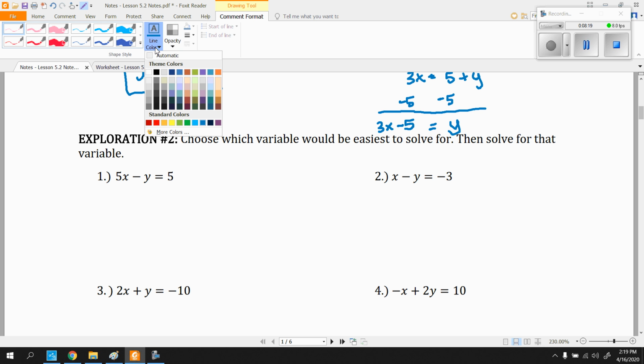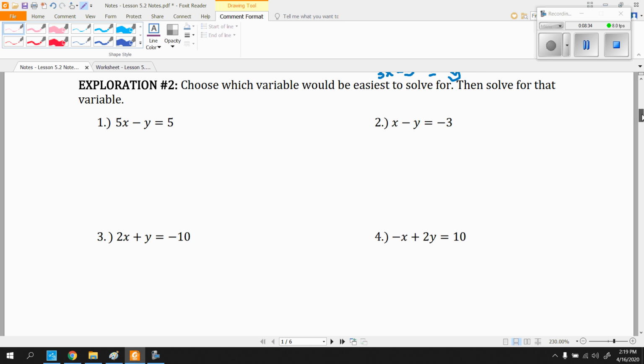Kind of extending it here a little bit. The only difference between what I'm asking you to do in this section, this exploration number 2, is you get to decide. Pick one that would be easier and solve for that variable. So there's some open-endedness to a question like this. I'm not saying you solve for x or solve for y. You have choice. Choose a variable. And a lot of times there is going to be one that's easier than another. But ultimately, there's not necessarily a wrong answer here.